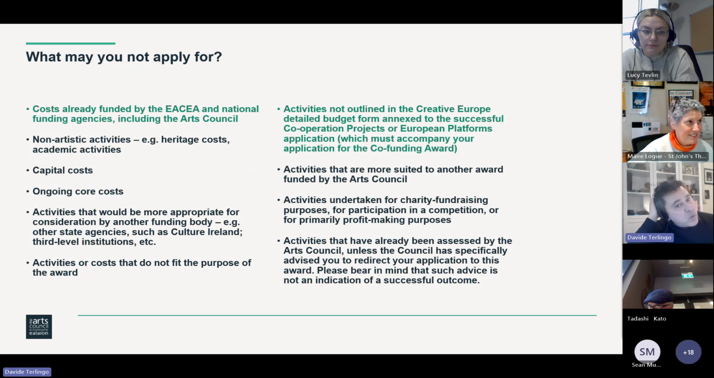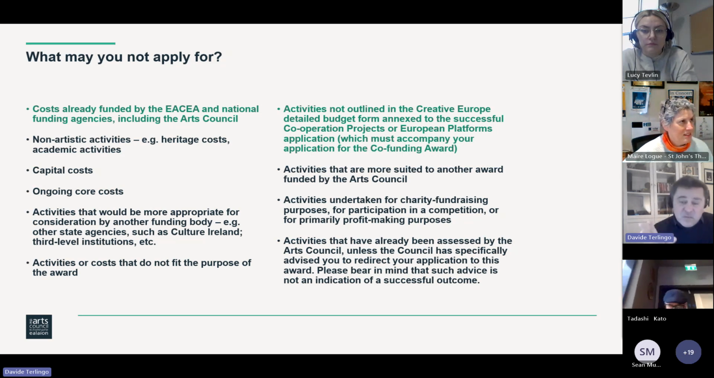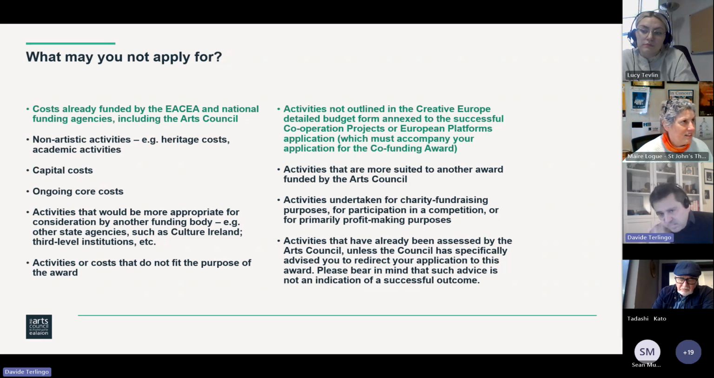So what may you not apply for? There are two points in particular. Some of these points are really quite common across our funding programs. Some of you might be familiar with our funding programs, some others not, but I'll go through all this in a moment. But please keep in mind the two main points, which are here in green.